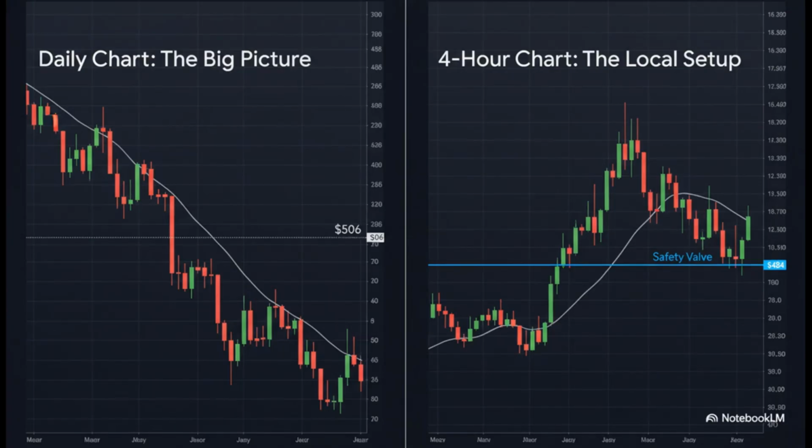So look over here on the left side, the daily chart. That's our big picture view. You can see it's been in a pullback, right? The price is hanging out below that really key $506 level.